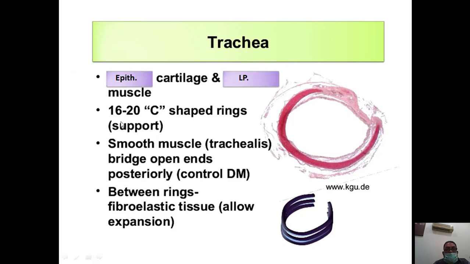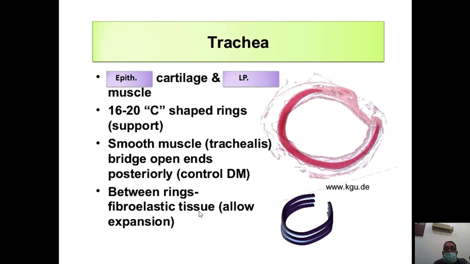The cartilages are 16 to 20 C-shaped cartilage rings, and these C-shaped rings are deficient posteriorly, where it is covered by the trachealis, a smooth muscle which bridges the posterior ends of the rings. It controls the diameter of the trachea, this trachealis muscle. Between the rings is fibroelastic tissue that allows expansion.